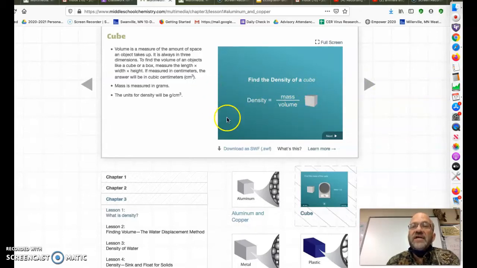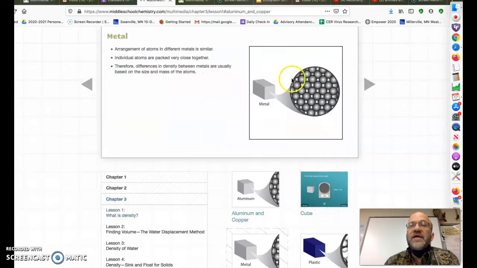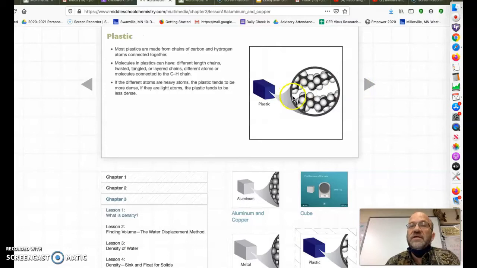Also, to find density, we look at mass and volume. So how heavy something is compared to how large it is. Okay, we're going to get into that a little later. Then we go to the arrangement of the atoms, which are very close together in metal. So some metals are lighter, some metals are heavier, but it all depends upon what their makeup is.